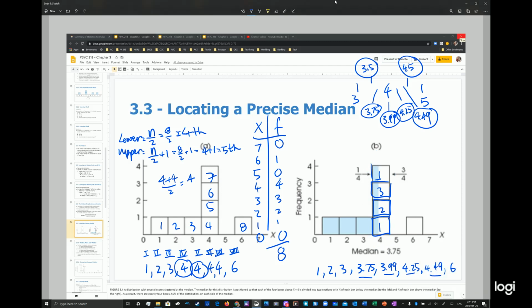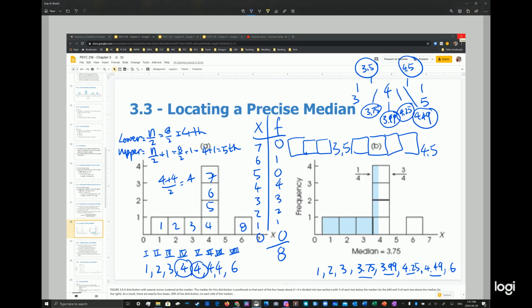And this is how we're going to do it. So we know there are 4 blocks in that interval. So again, I'm going to put 3.5 over here on the lower real limit and the 4.5 here in the upper real limit. And we know there are 4 people that make up this interval. 1, 2, 3, 4.